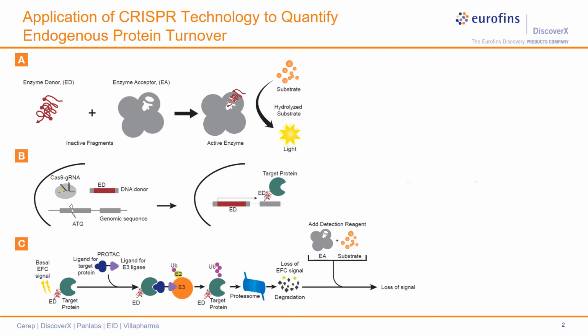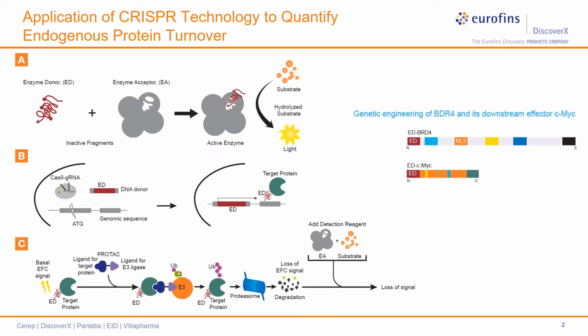In the Sprinter platform, the endogenous ED-target fusion protein produces a moderate to high basal EFC signal. Upon interaction with a protein degrader such as the PROTAC shown here, the ED fusion protein is subsequently degraded, resulting in the loss of EFC signal.